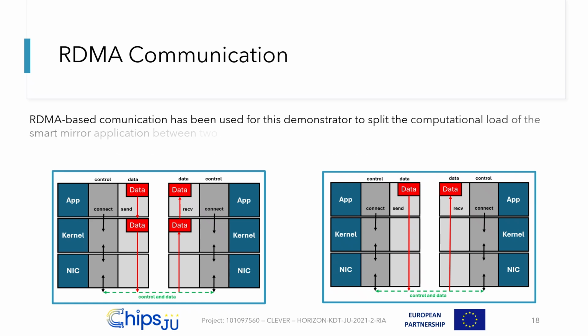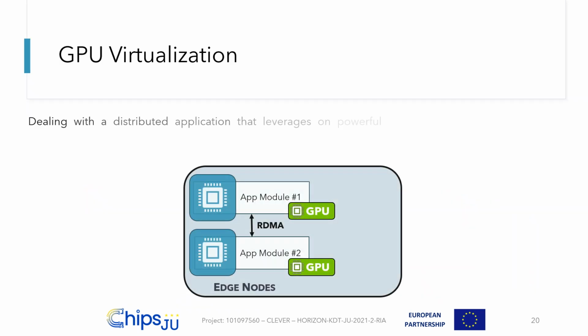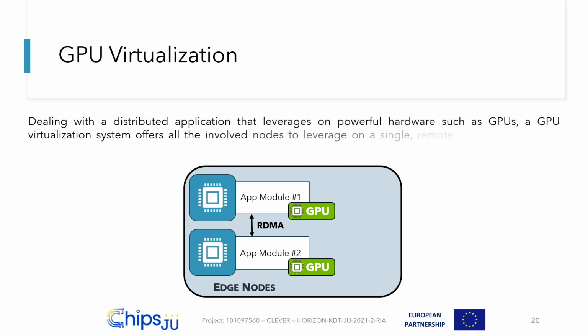RDMA-based communication has been used for this demonstrator to split the computational load of the Smart Mirror application between two servers, while granting low latency. The application is designed to work in a distributed environment and to employ specific hardware resources, such as GPUs, both for image preprocessing and for the output creation.